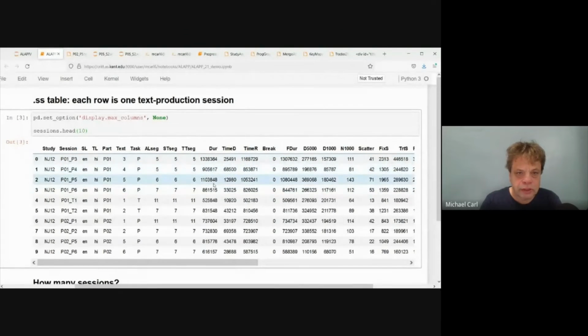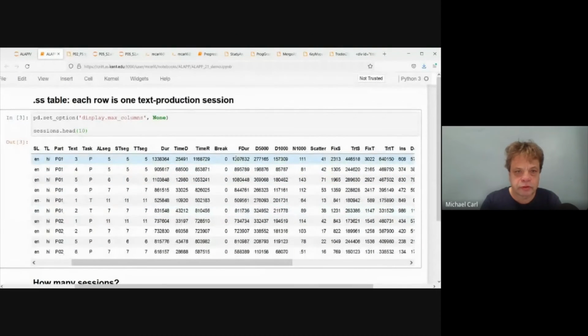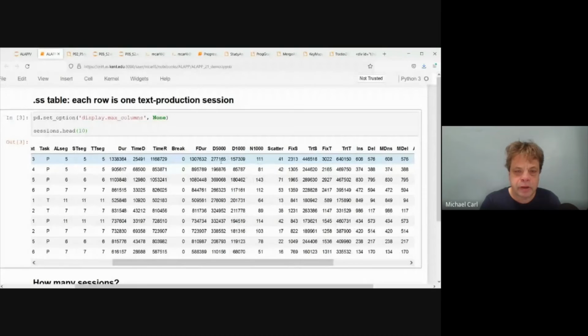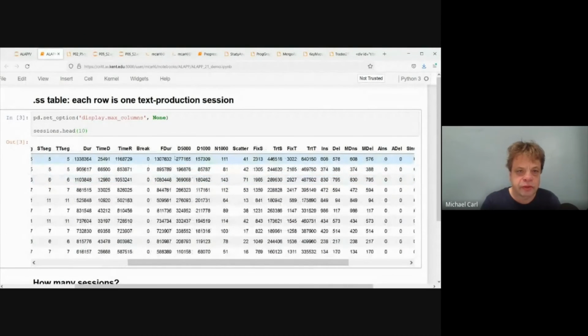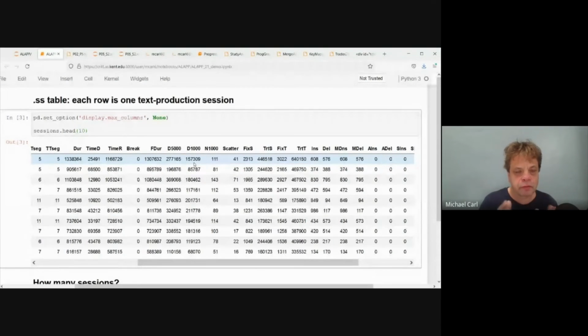So all these texts take a different amount of time. Then we have different durations here. These are the durations when taking out pauses of more than 5 seconds, I believe. Then we have the duration if we only take those chunks that are production, typing bursts of 5 seconds.